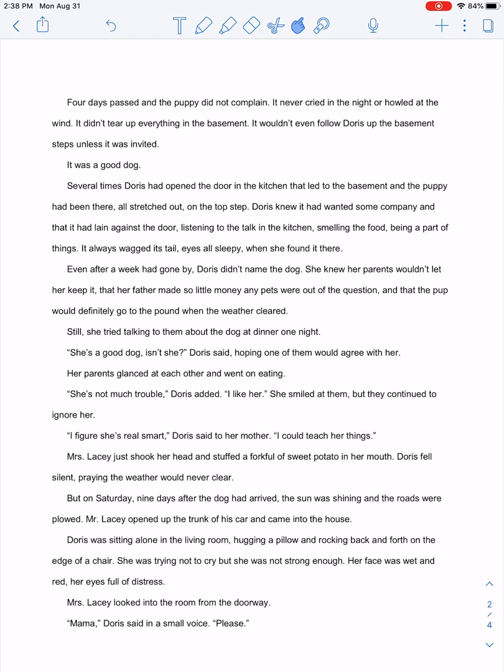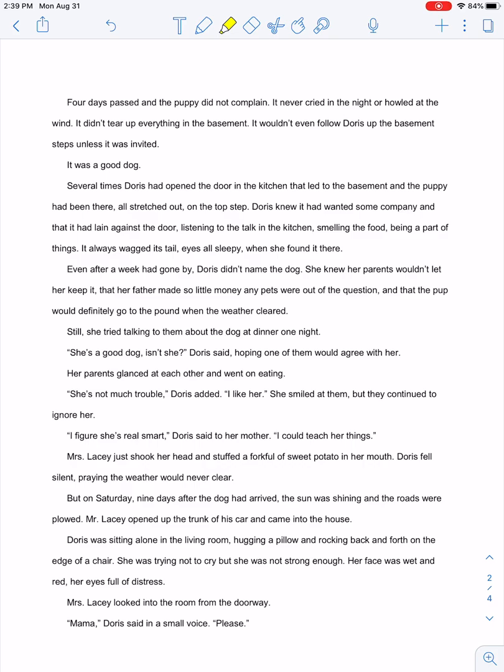Four days passed and the puppy did not complain. It never cried in the night or howled at the wind. It didn't tear up anything in the basement. It wouldn't even follow Doris up the basement steps unless it was invited. It was a good dog.